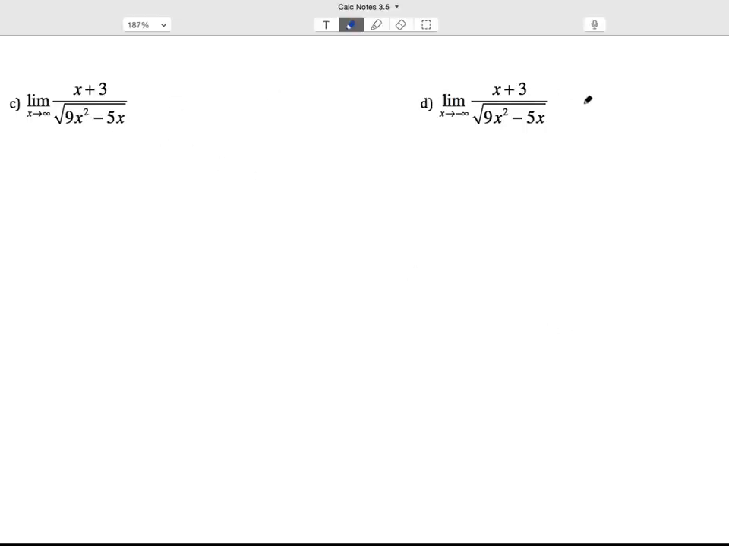Go ahead and try C and D on your own. See if you can come up with the two different horizontal asymptotes by finding the limit as x approaches infinity and negative infinity.